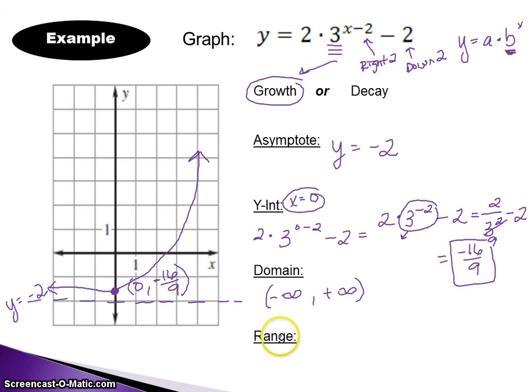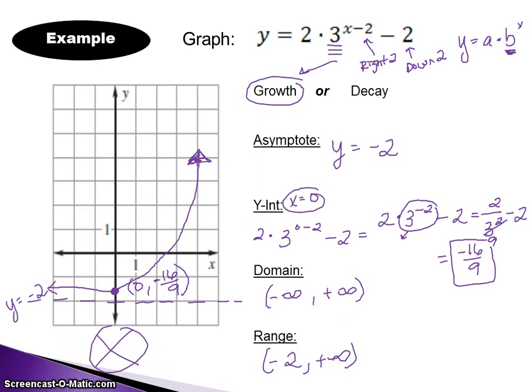My range, now that I have my shift, is going to change, so I have to be careful with that. There's nothing down here on the bottom. My range starts at my asymptote. It's always going to start at your asymptote. So my range starts at -2. Remember, we do not include the asymptote, so that's a parenthesis because it never touches the asymptote. And then this is going to continue to go up and up and never stop. So we continue to positive infinity.